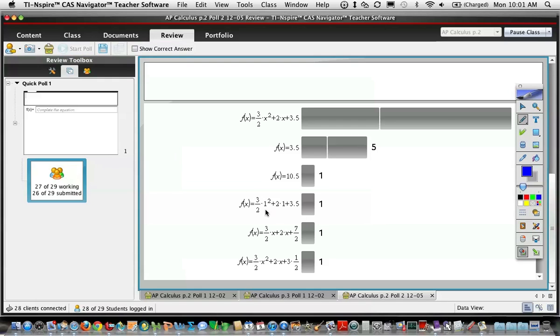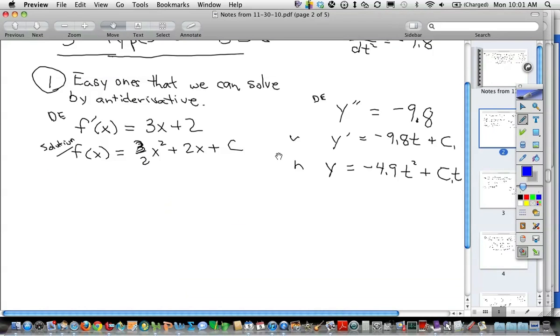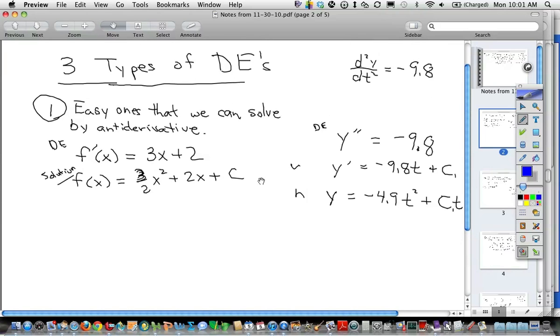Very good. All right, now, what we just went through there was solving an initial value problem. Solving an initial value problem. Now that's assuming that it's a type 1 differential equation, the type where we can just do the antiderivative. Well, this one was, because it just had x's in it.